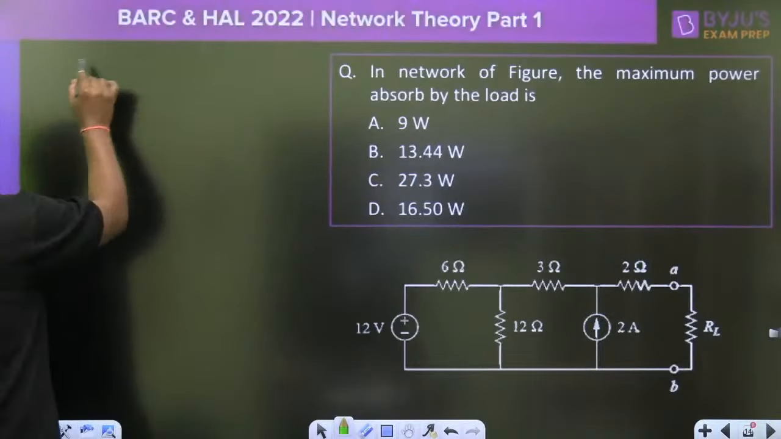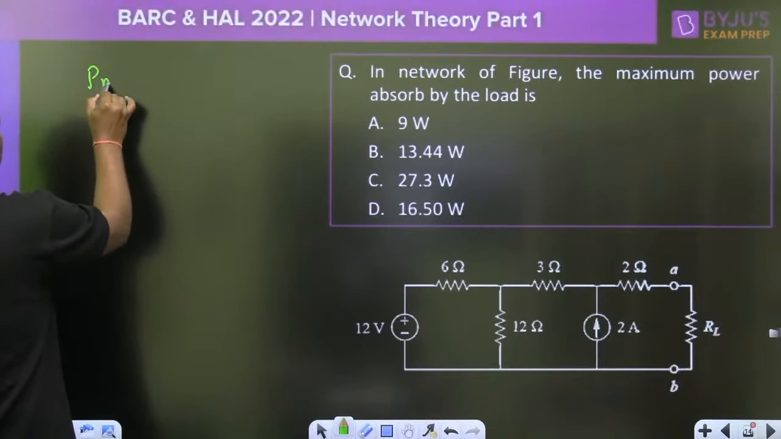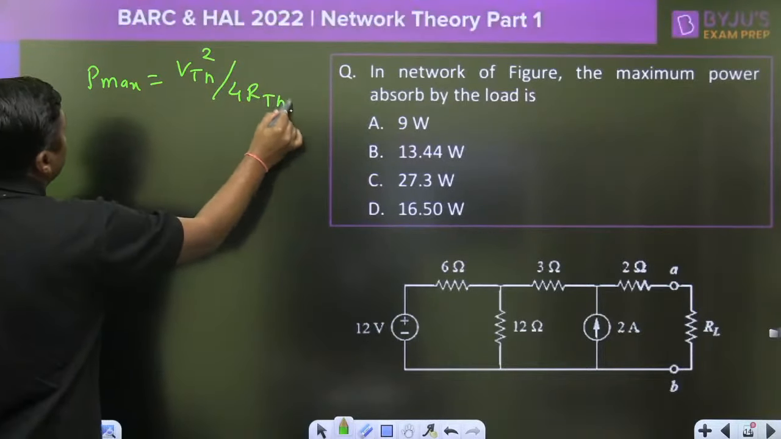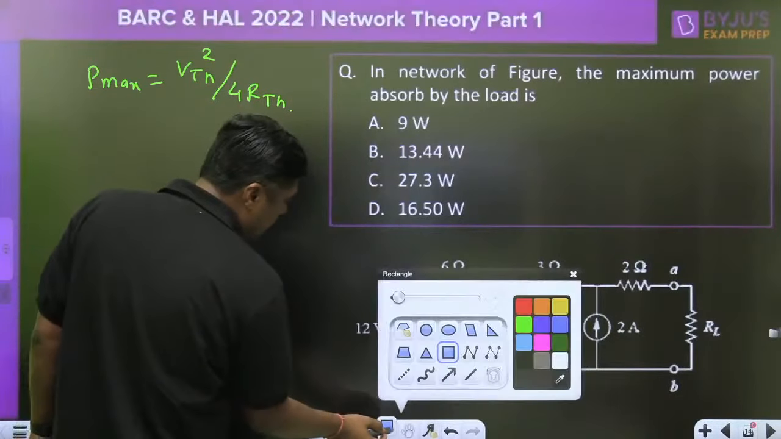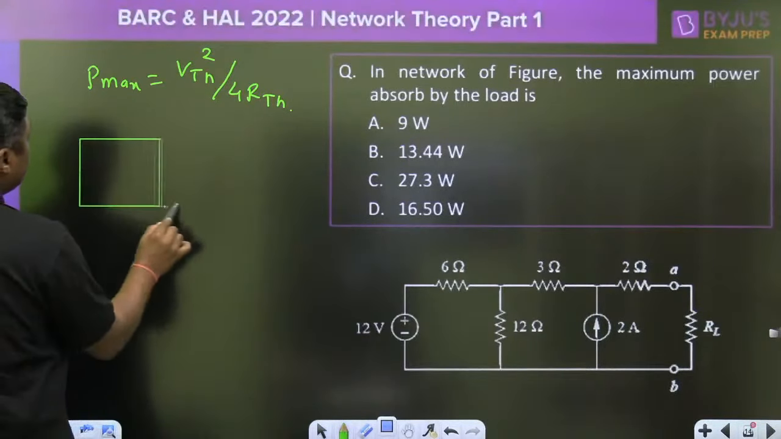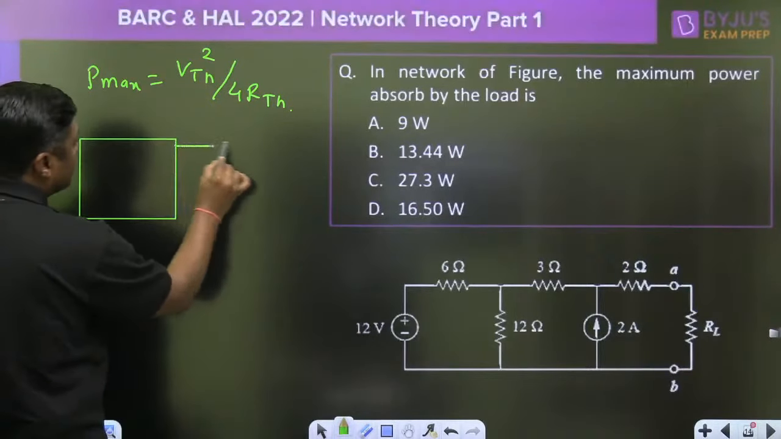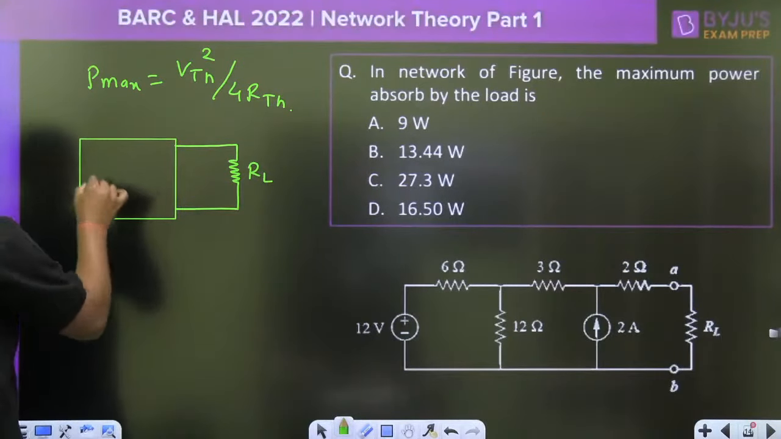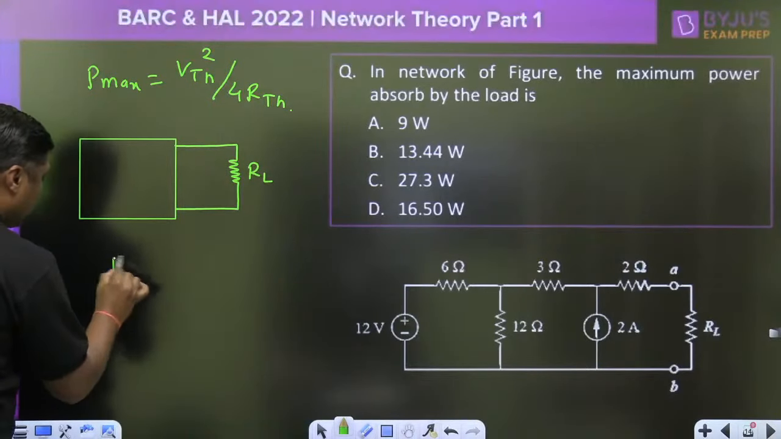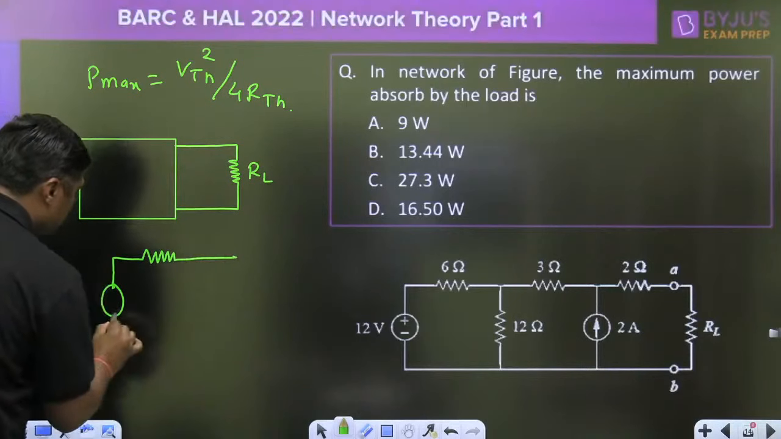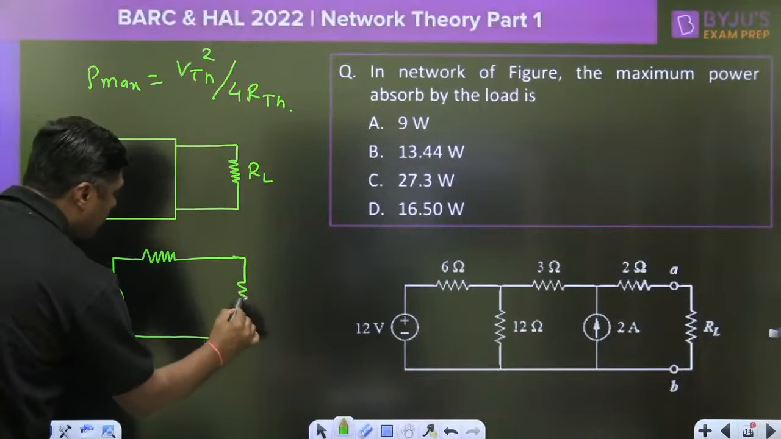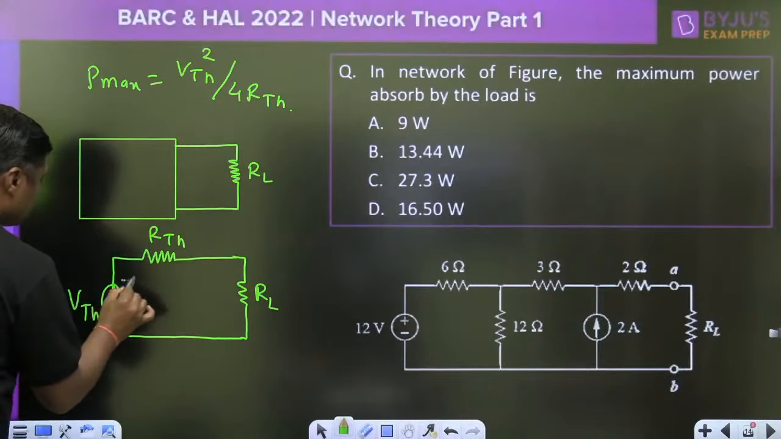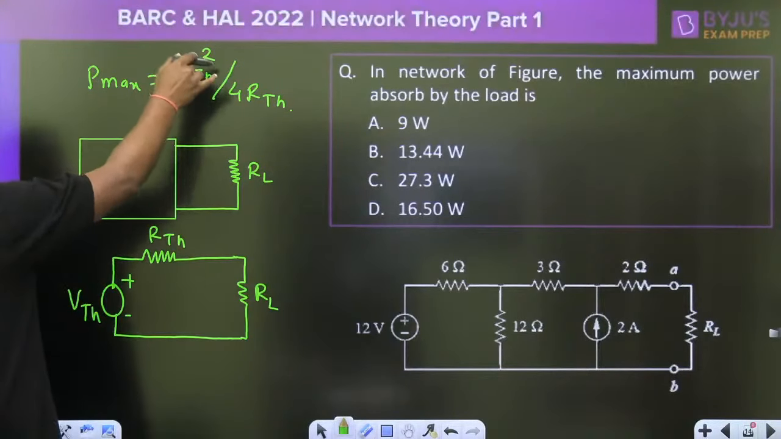Maximum power is given by Vth square by 4 Rth. Means in any type of network, like this is the network, and suppose I am having RL here. Then you have to find Thevenin's equivalent of this. First of all, find that Thevenin's equivalent here, and then this is the RL, and this is the RTH and VTH.